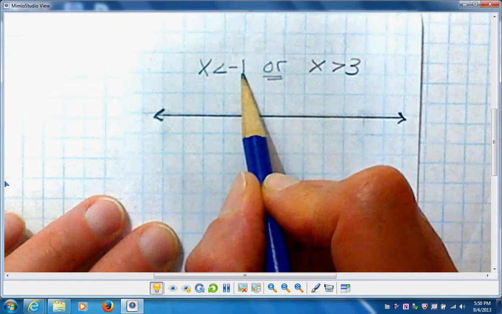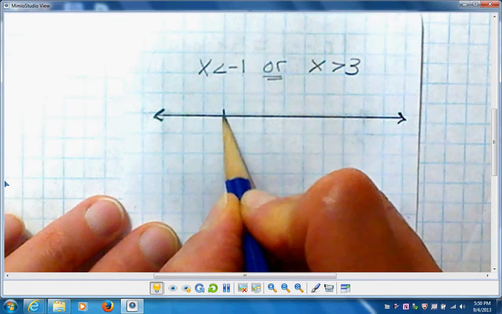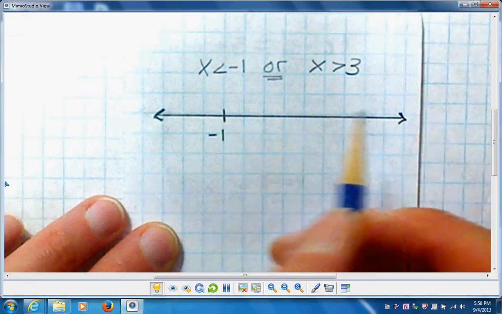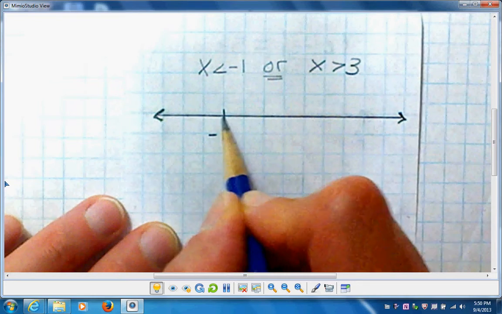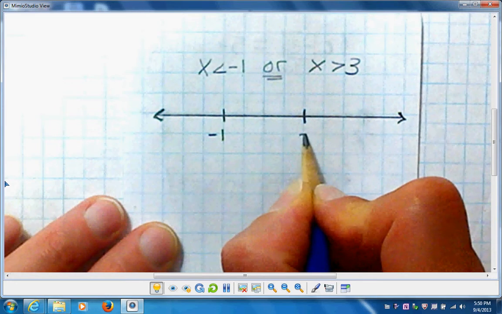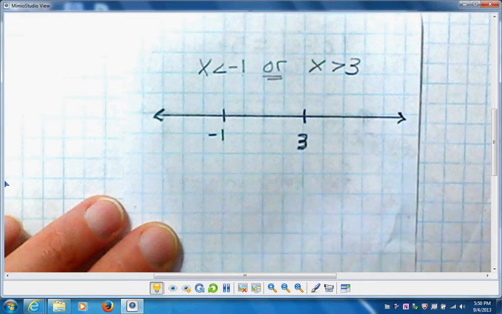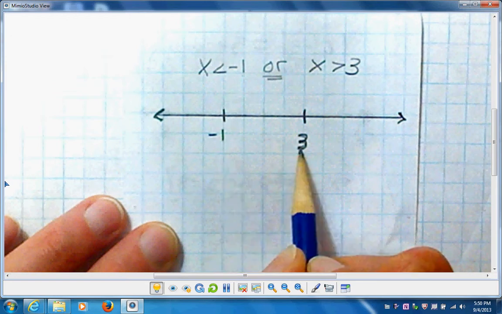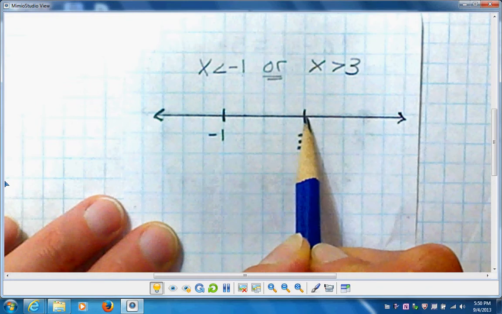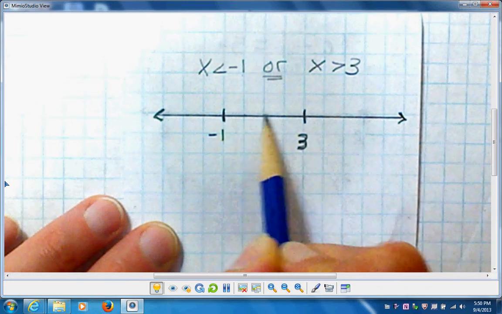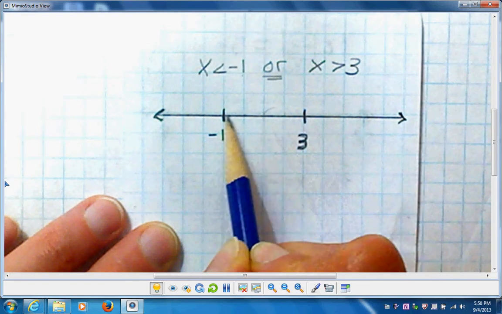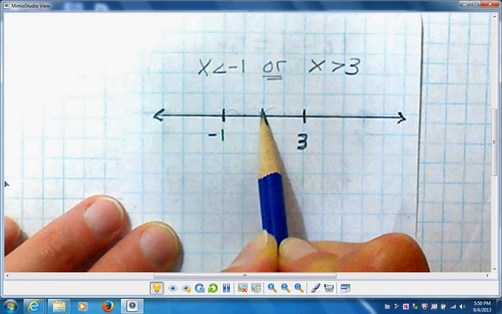So here I have -1, so I'll put -1 right here, and I have 3. It's very important that when you do the number line like this, you don't just randomly place it. So this is 0, 1, 2, 3. I want the halfway point between -1 and 3. Well, this distance between -1 and 3 is 4, isn't it? 1, 2, 3, 4. And half of 4 would be 2. So if I go in 2 on this side and in 2 on this side, I get the middle.